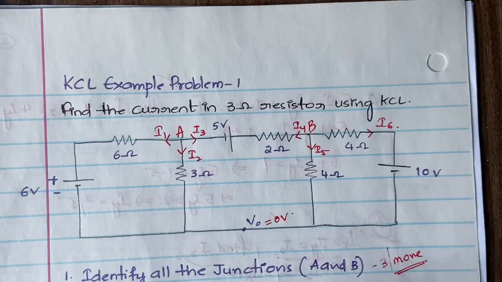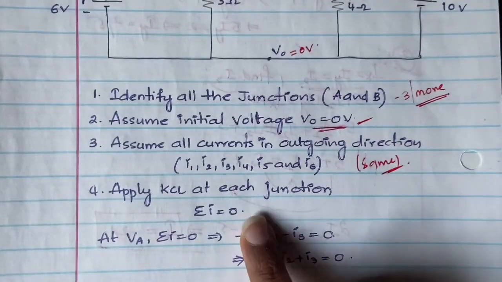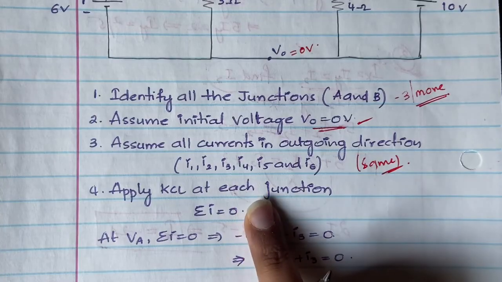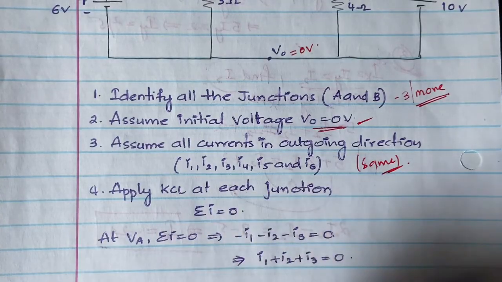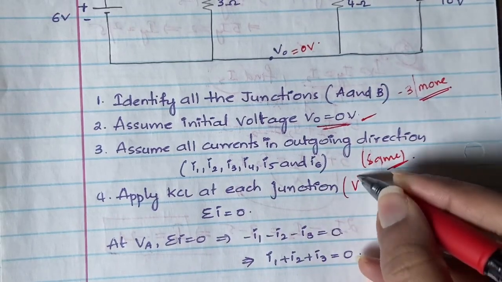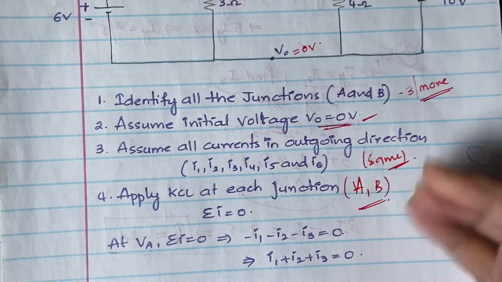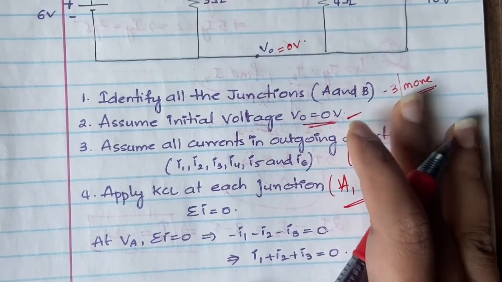Now we have to apply KCL at each junction. What does KCL say? The sum of all the currents at a junction is equal to 0. So we have to apply KCL at both junction A and junction B. Now let us apply KCL first at junction A.